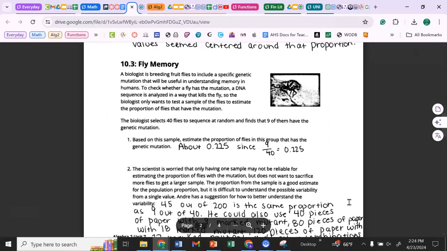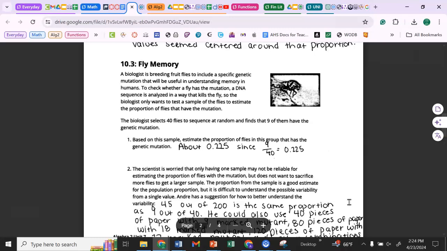All right, so now we're going to move on to this fly memory. So go ahead and go to the bottom of page 235. And we're going to be doing this. So a biologist is breeding fruit flies to include a specific genetic mutation that will be useful in understanding memory in humans. To check whether the fly has a mutation, a DNA sequence is analyzed in a way that kills the fly, so the biologist only wants to test samples of flies to estimate the proportion of flies that have the mutation. So the biologist selects 40 flies in the sequence at random, because remember, we always want to be random, and finds that 9 of them have the genetic mutation.